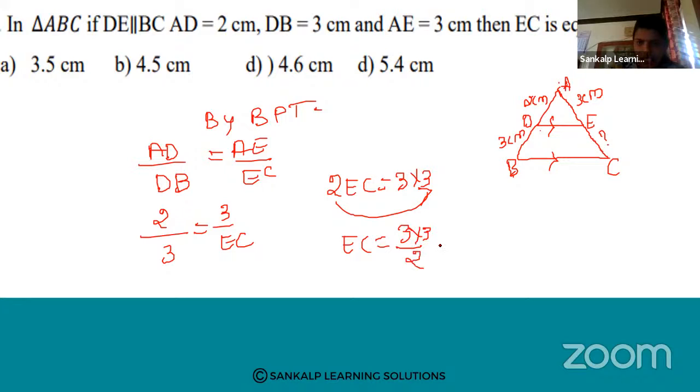Yes. So 3 3s are 9. 9 divided by 2. 2 1s are 2, 2 4s are 8. 1 remains. You will take point, that means 10. 2 5s are 10. 4.5. So 4.5 centimeter. So where is 4.5 centimeter? It is in option B. Therefore option B is right. Okay.